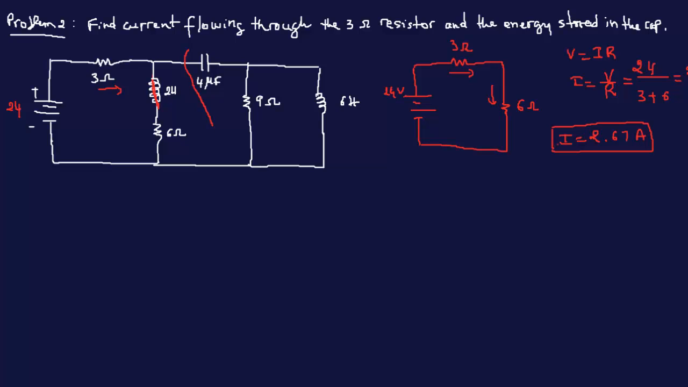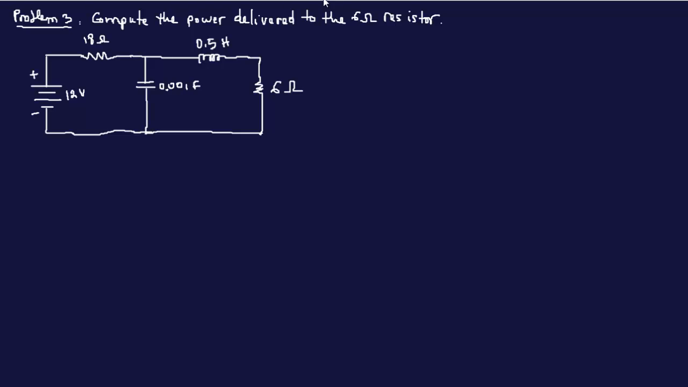Okay, next problem. Compute the power delivered to the 6 ohm resistor. Where's our 6 ohm resistor? What's power in the first place? Power is equal to I squared R. R is 6 ohms, and we don't know what I is, so we have to find that out.